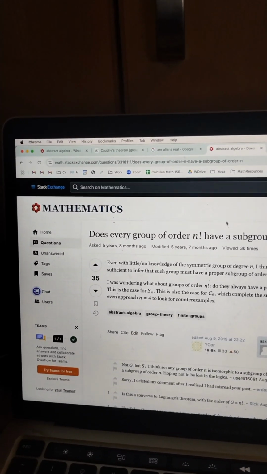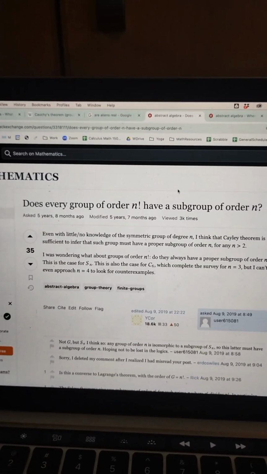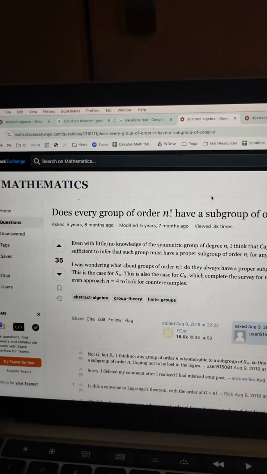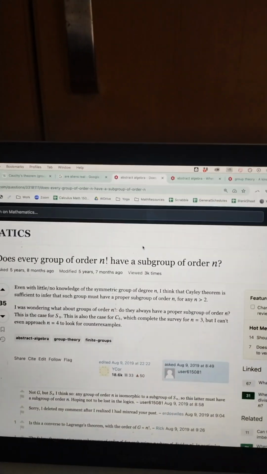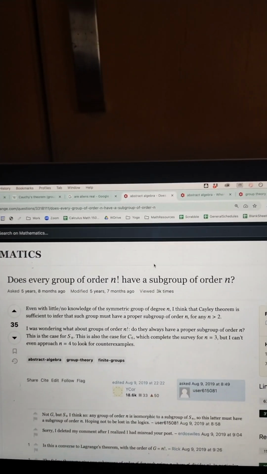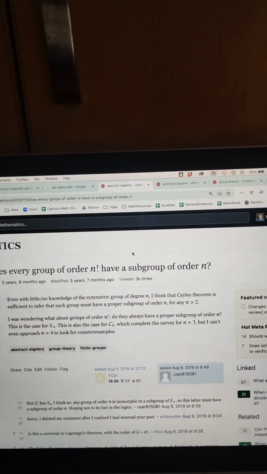Sometimes I really love the website Math Stack Exchange because it leads to really creative and interesting discussions. Here's a thread from over 5 years ago where somebody was saying, hey, I have a group and suppose I know the order of it is n factorial. Does it have to have a subgroup of order n? Like leave the factorial off.